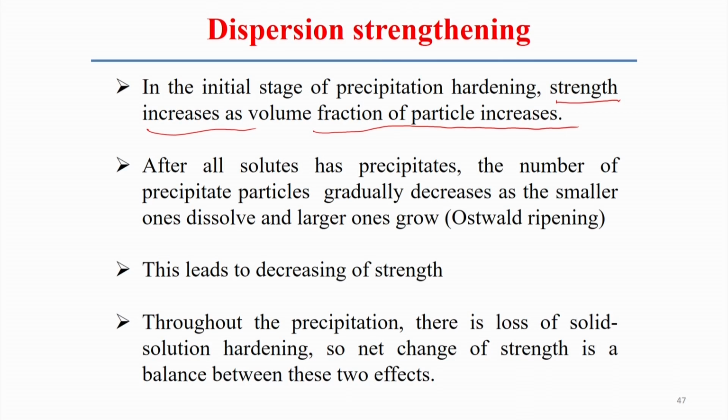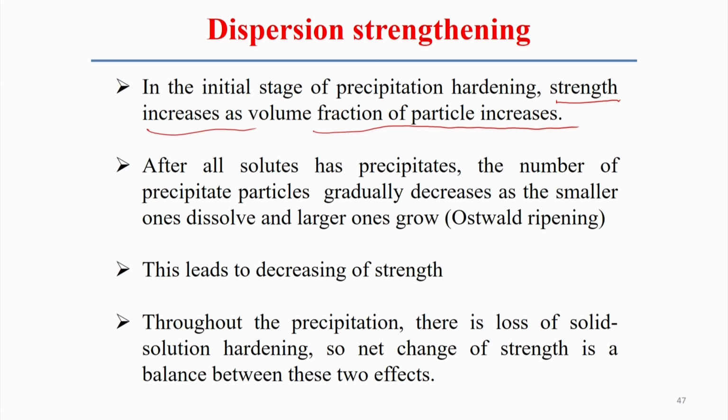So with that effect, there is a decrement of the strength level. That is typically called the Ostwald ripening effect. By this effect, the strength decreases. Therefore, we have already discussed that solute particles having a large volume fraction impart strength, but at the same time a small particle size also imparts strength.